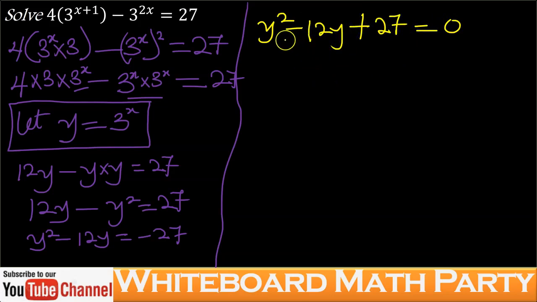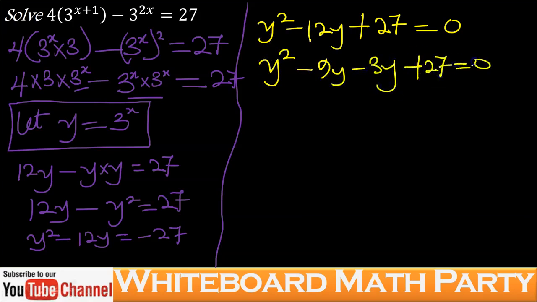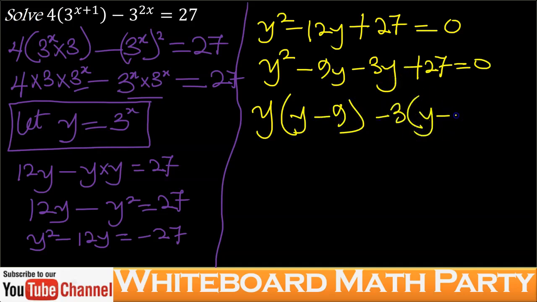Can we solve this problem using factorization method? Yes, we can do that, because I can simply express this as y squared minus 9y minus 3y plus 27 is equal to 0. At least 3 plus 9 is 12, so it works. So let's factorize. Y times y is y squared, y times 9 is 9y. Okay, let's work this side out. Minus 3 times y is 3y. Minus times minus is plus, so 3 times 9 is 27. Everything is still equal to 0.